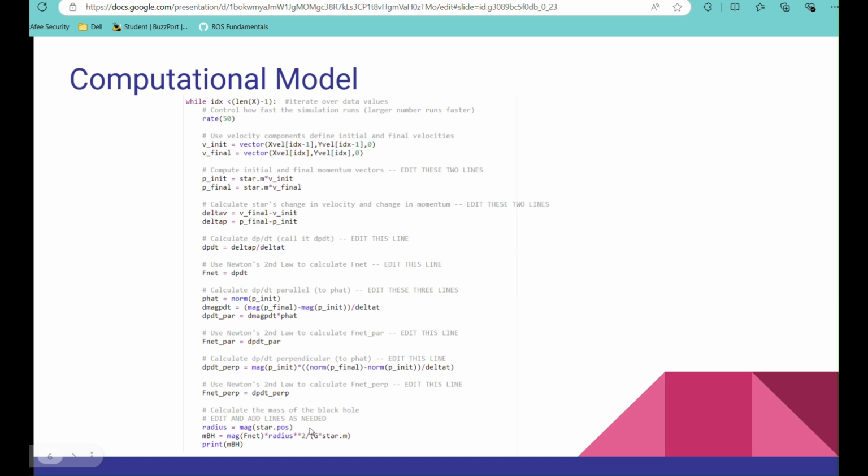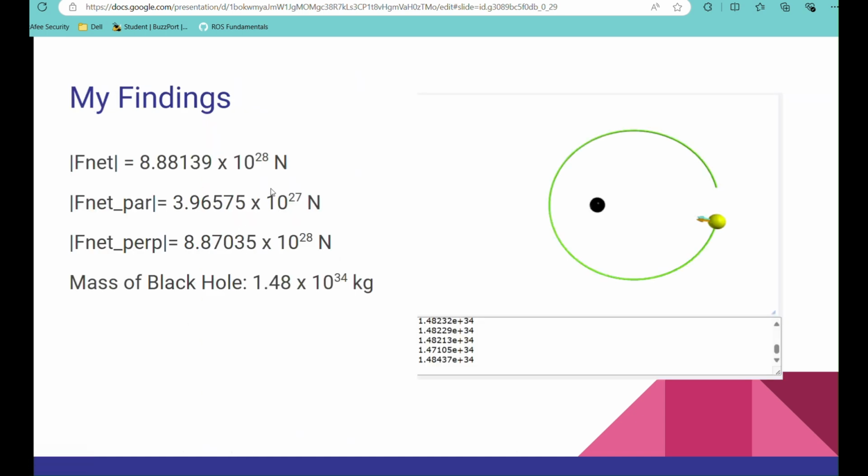And the radius is used to find the mass of the black hole using the G m m over r squared times r hat formula, to find that it's equal to the magnitude of F net times radius squared divided by G times star mass. And our actual mass of the black hole we found to be 1.48 times 10 to the 34th kilograms. And here are the rest of our forces as well. And here's the diagram that we use to illustrate the forces acting upon the star at every point in its orbit around the black hole.